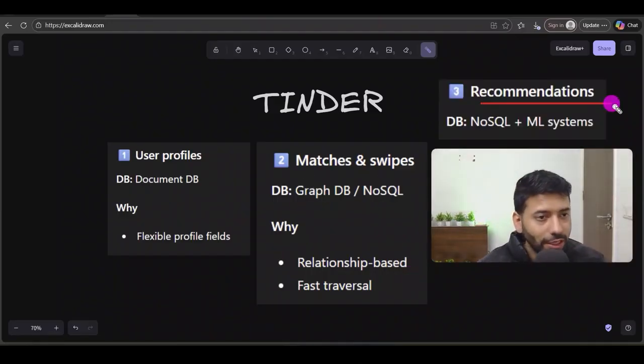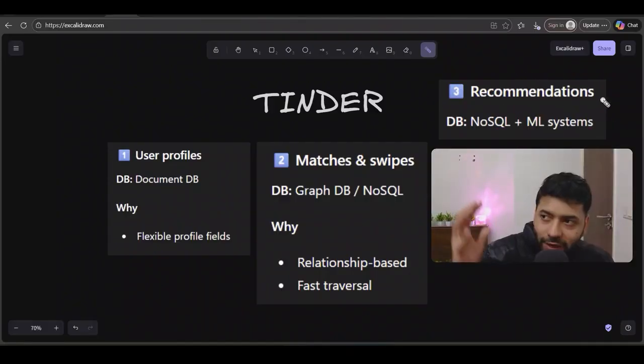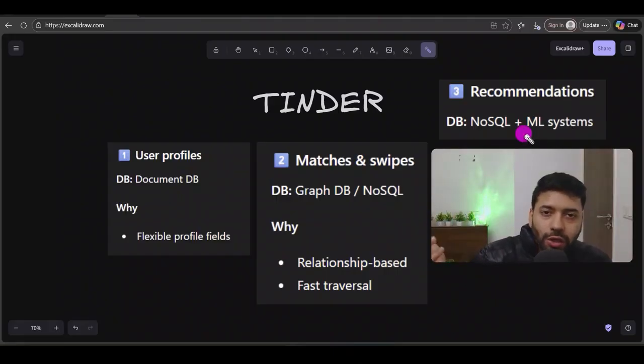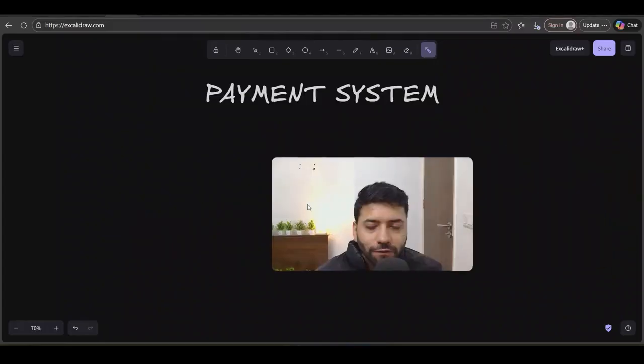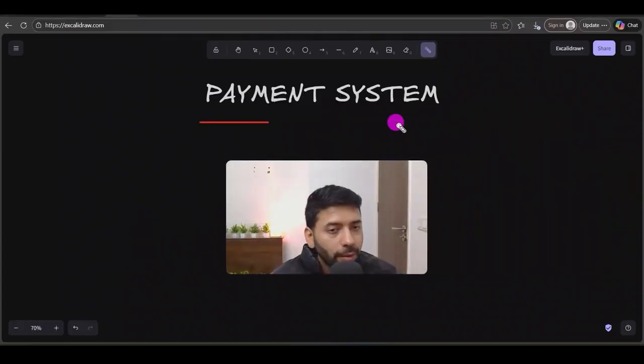Next, as we have recommendations in Tinder, so for that we can use NoSQL database plus ML systems. So we would require machine learning because recommendations is something like you analyze the data and based on that you provide the recommendations, correct? We would also require machine learning systems here, but apart from that normally you can use NoSQL database.